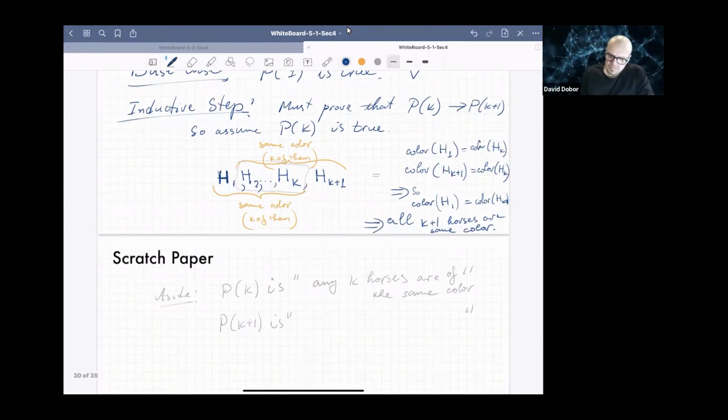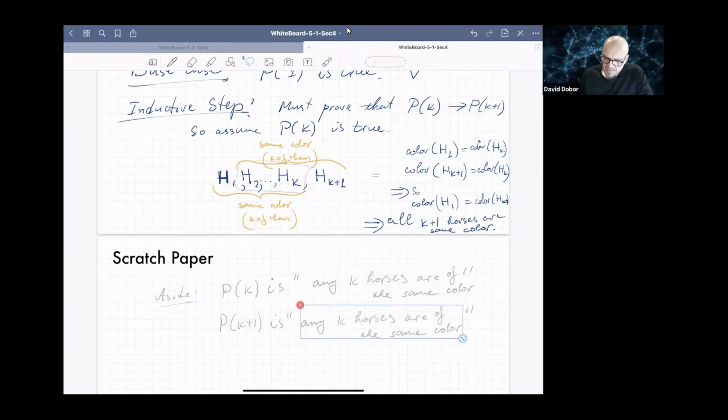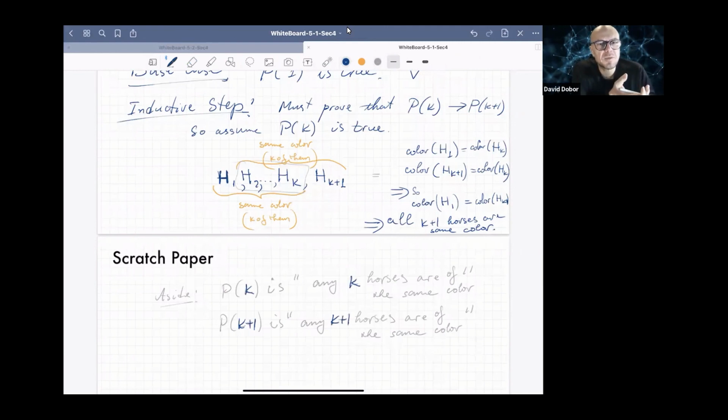So I had an inductive hypothesis: any set of k horses are of the same color. I've proven that if that's the case, then any set of k plus 1 horses will have the same color. P of k was that, and P of k plus 1 was this proposition. So here's a proof why any set of k plus 1 horses you take has to be of the same color, if you get to assume that any k horses are of the same color.